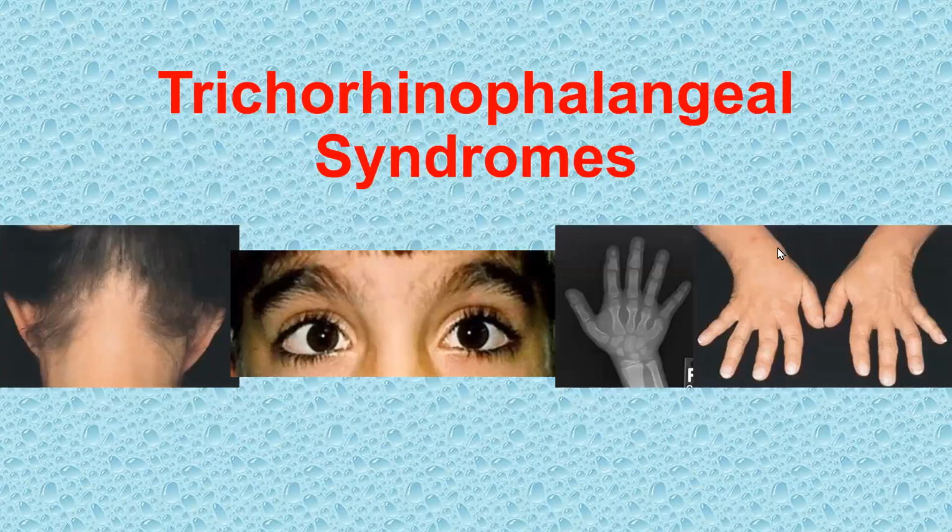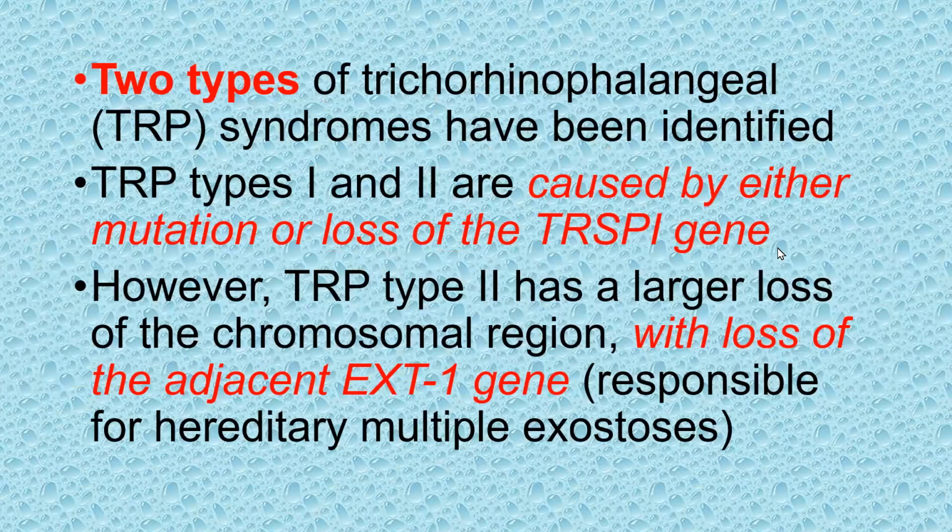Briefly about trichorhinophalangeal syndromes. There are two types. Type 1 and type 2 are caused by either mutation or loss of the TRPS1 gene. However, TRPS type 2 has a larger loss of the chromosome region with loss of the adjacent EXT1 gene, responsible for hereditary multiple exostoses.